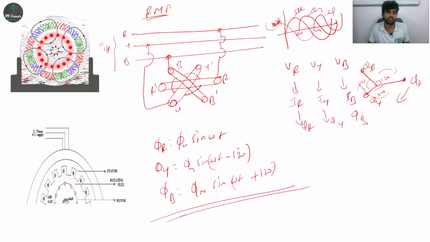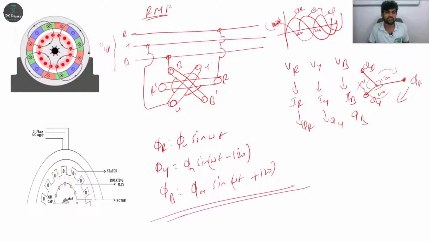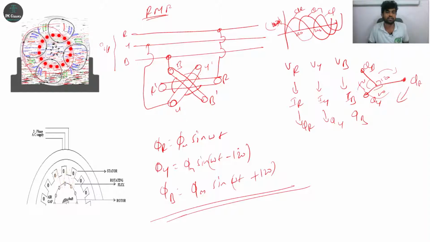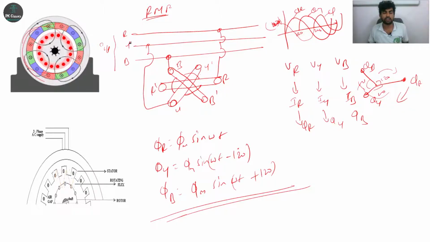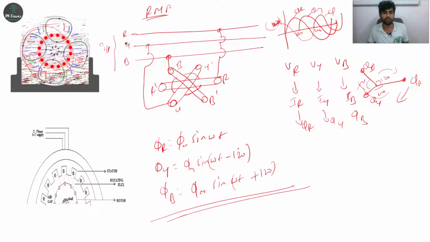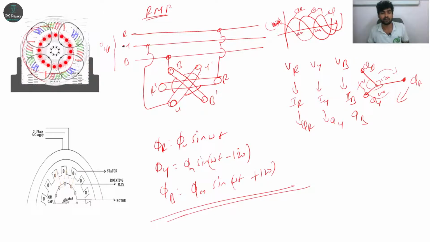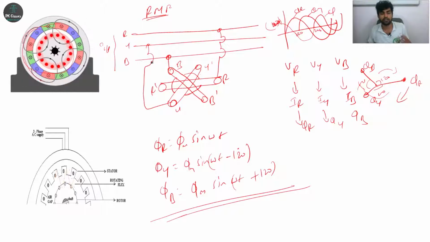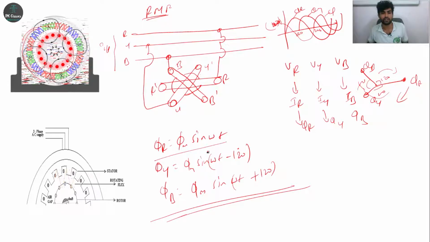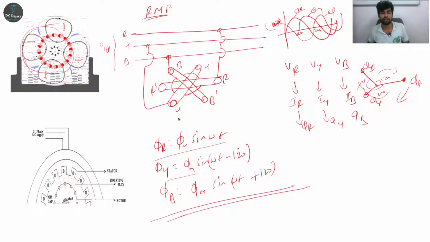So how exactly is it rotating? As you can see in the diagram here, this is how flux is distributed. It will rotate at the speed of Ns equal to 120 f by P. So 120 is the phase angle, right? The supply we are giving, voltages VR, VY, VB, are all sinusoidal voltages because it is AC. Due to voltage, current will flow through the coil, I mean AC current. So what happens? It produces sinusoidal flux, that is phi R is equal to phi m sin omega t, phi Y is equal to phi m sin omega t minus 120, phi B is equal to phi m sin omega t plus 120.